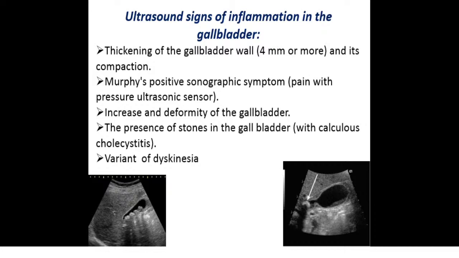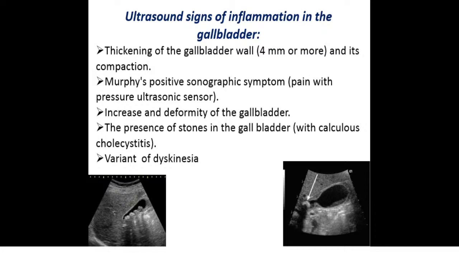Ultrasound signs of the inflammation of the gallbladder. It is increased gallbladder wall more than 4 millimeter, and compaction. And this Murphy's positive symptom, pain with a pressure ultrasonic sensor, increase and deformation of the gallbladder, present stone in the gallbladder, and we can determine a variant of the dyskinesia.